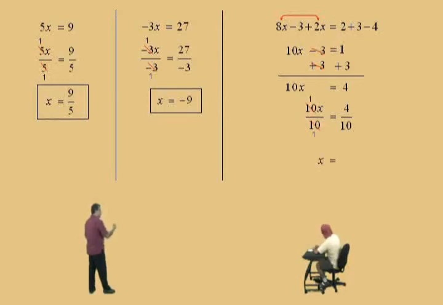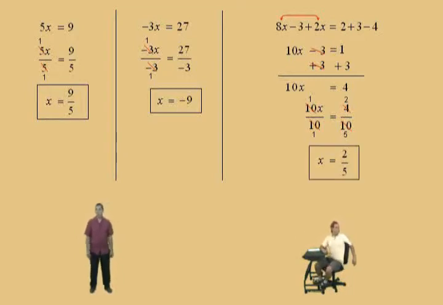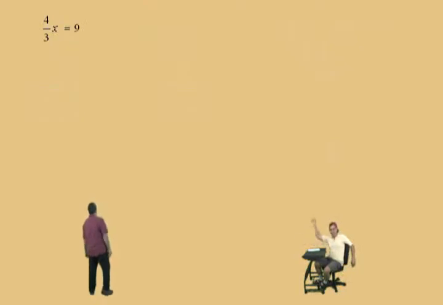Now, 4 over 10. Both a 4 and a 10 are divisible by 2's. So how does it reduce, Charlie? 2 over 5. Very nice there. And so what's our final answer? 2/5. Very nice there, Charlie. Whew. That was a tough one. Let's do some more. Here we go, Charlie.